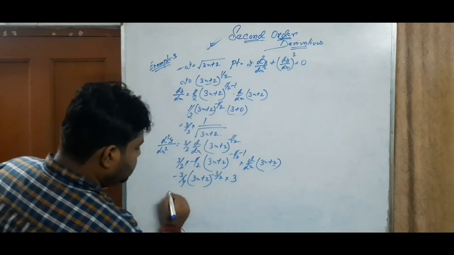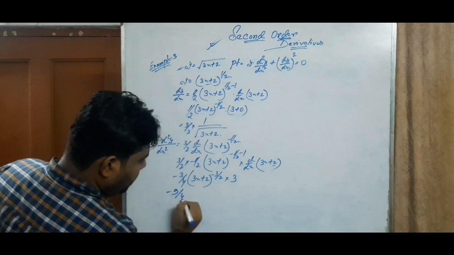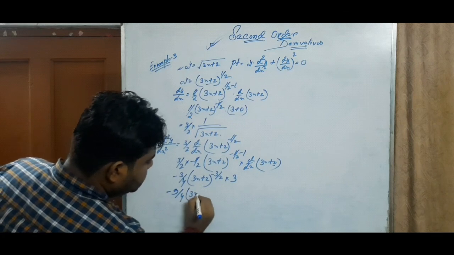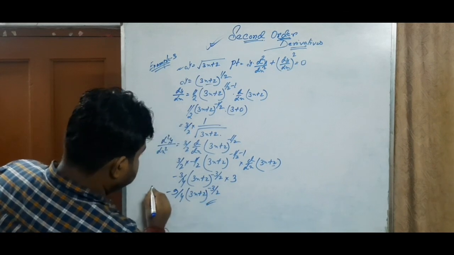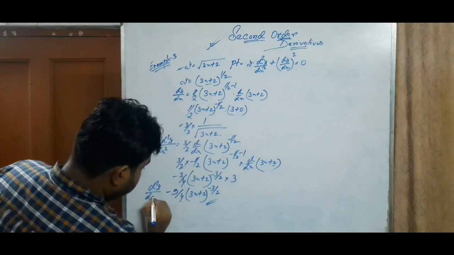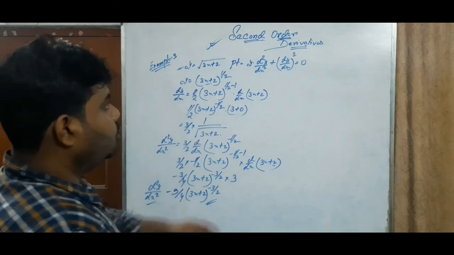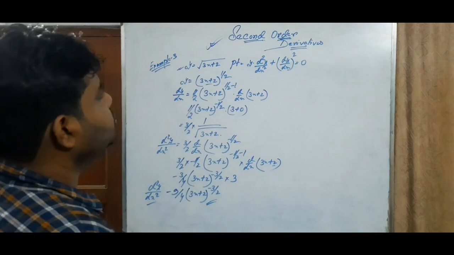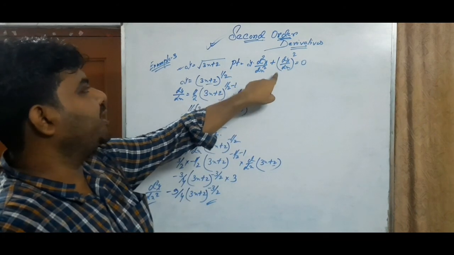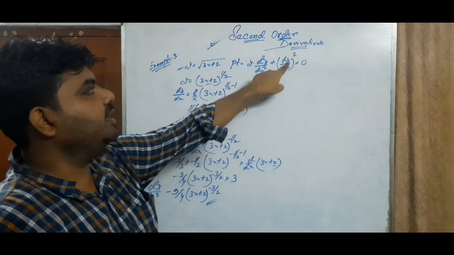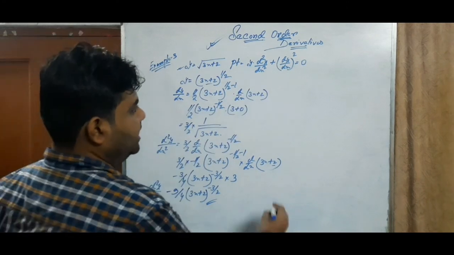Now that is minus of 9 by 4 into (3x + 2) to the power minus 3 by 2. This is d2y by dx square. Now what we have to prove? Prove that y into d2y by dx2 plus (dy by dx) whole square equals 0. Now LHS.